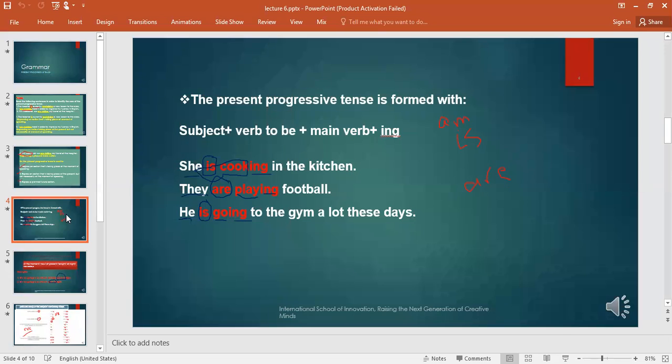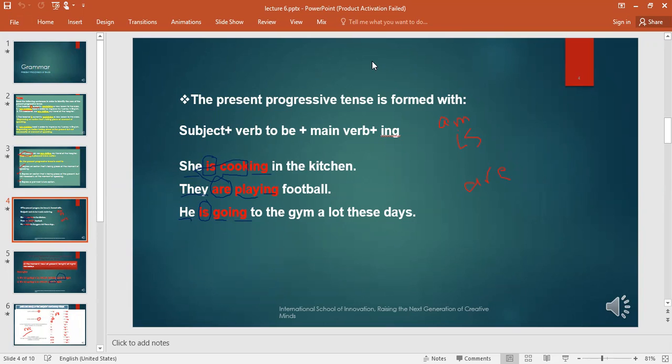Let's now move to the form of the present progressive tense. The present progressive tense is made up of the subject plus the verb to be plus the main verb plus ing. Okay, what do we mean by the subject? The subject is the doer of the action. Verb to be is either am, is, and are, then the main verb, then of course ing.